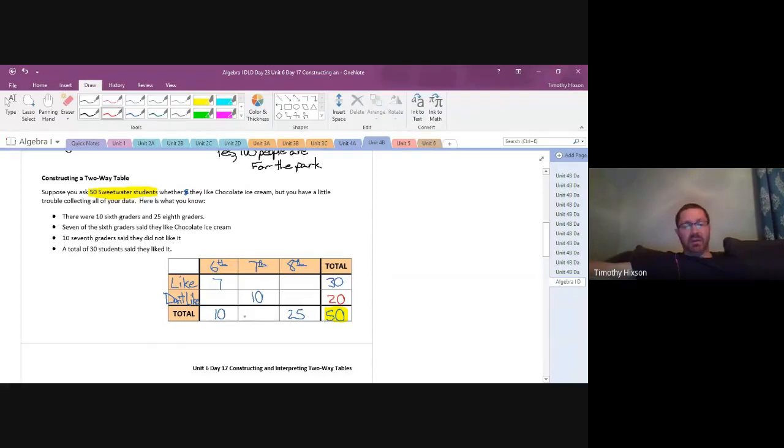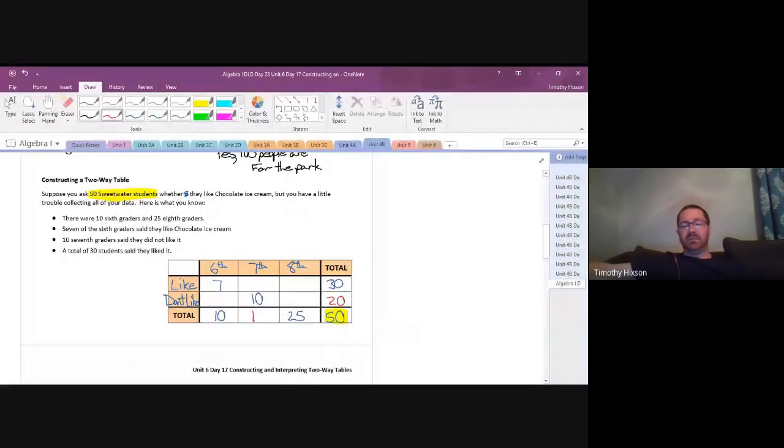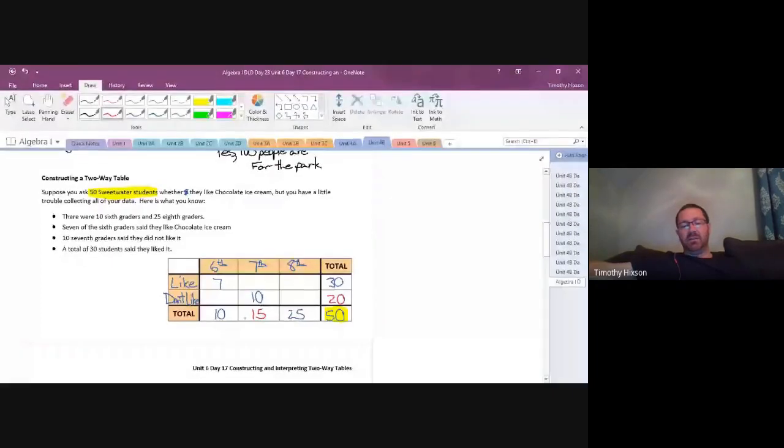Also on this total row, we have 2 of the 3 values. So 10 plus whatever this is plus 25 has to add up to 50. 25 plus 10 is 35, and if I subtract that 35 from 50, I must have 15 7th graders. So already we can use the totals. Remember, every column has to add up to the total at the bottom. Every row has to add up to the total on the right.